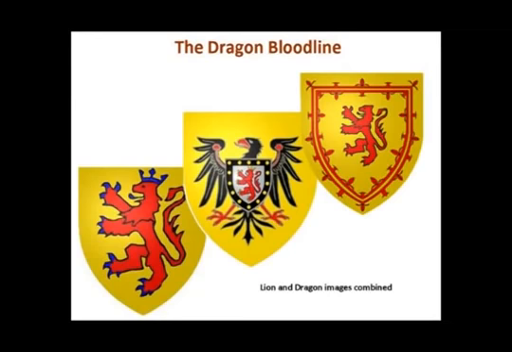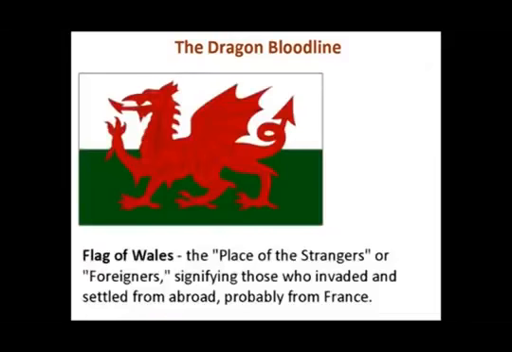Heraldry: British, European, German, Austrian, French, Belgian, Scottish heraldry. What do we see? We see the eagle, the phoenix-type bird, and the lion and the dragon images combined. Sometimes we see three claws or three crowns representing Druidism. In the picture on the top right, the tail of the lion is very serpentine-like, representing the dragon bloodline. The flag of Wales. Wales was known as the place of the strangers or the foreigners, signifying those who invaded and settled from abroad, probably from France.